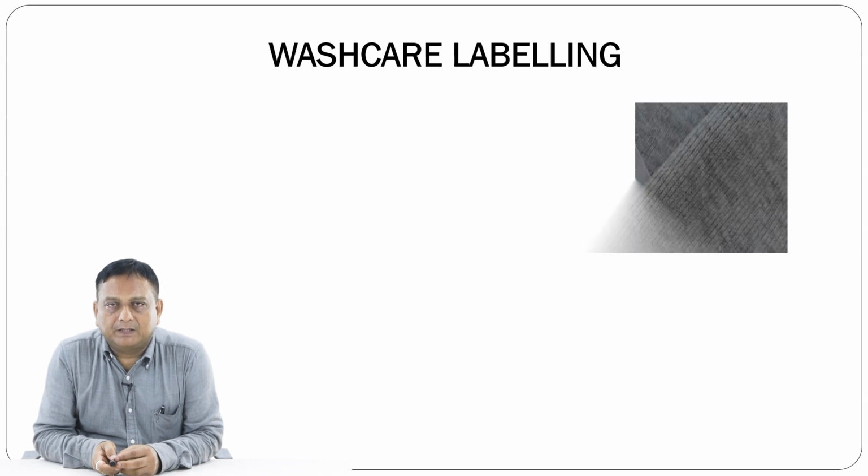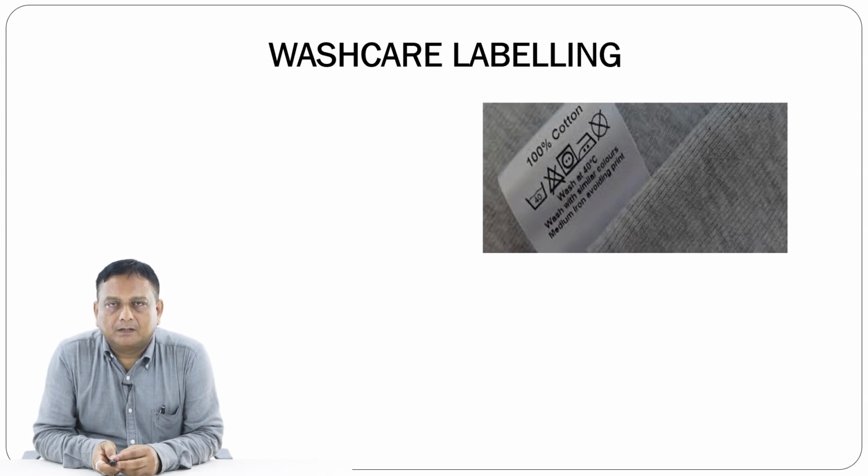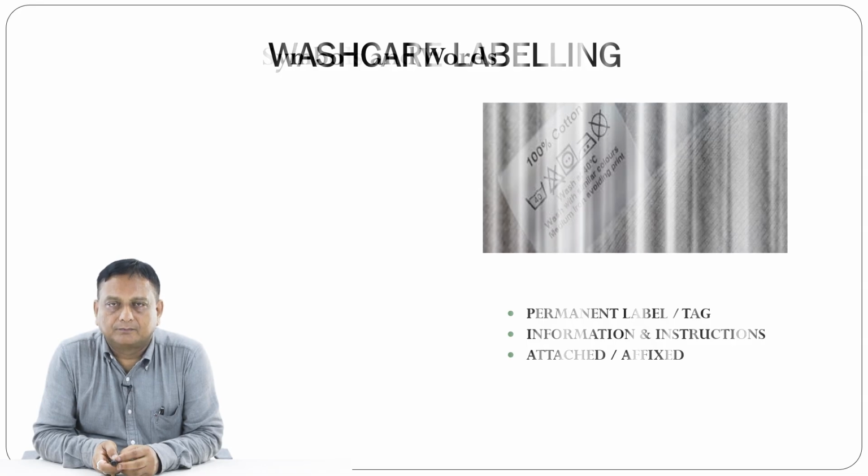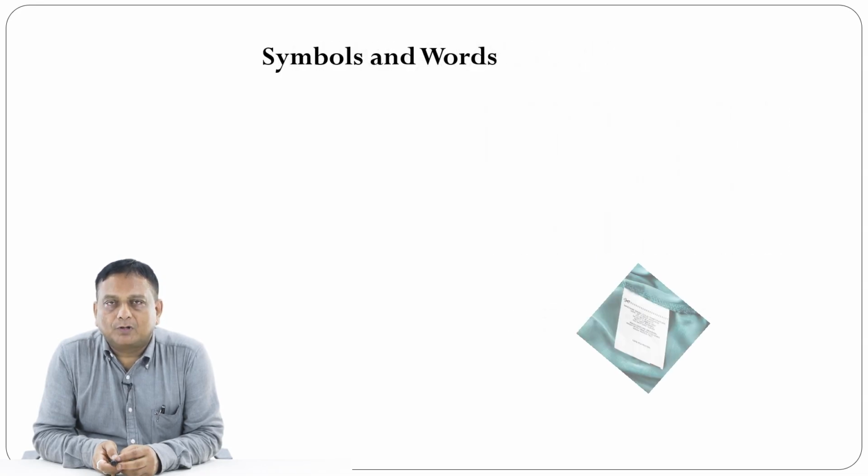Now when you are talking about wash care labeling, this is one of the examples of 100% cotton wash care, and it should be permanent. Permanently it should be fixed to the garment. It should not come out after one wash or two washes. And it normally deals with information and instruction, and it should be attached permanently to the garment as a label or tag.